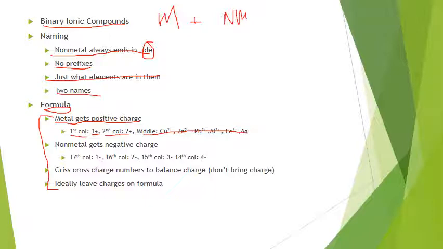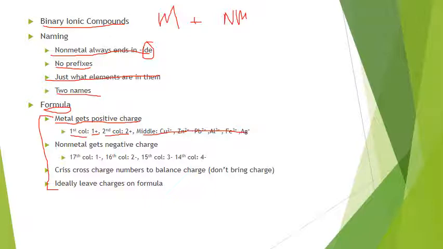Nonmetals will always get negative charges. The 17th column, or next to the last column, it's 1 minus, and that's like fluorine, chlorine, iodine, and bromine. The 16th column, right next to it, with oxygen and sulfur, those get a 2 minus charge. The column next to it, like nitrogen and phosphorus, get 3 minus. And we rarely use the 14th column, but if we do, it's 4 minus.